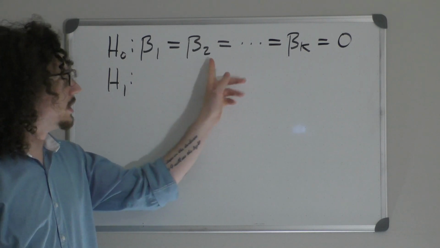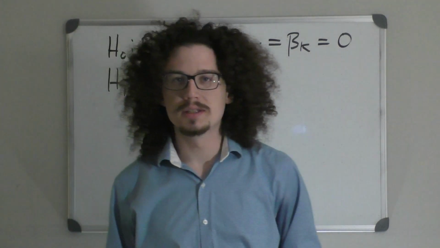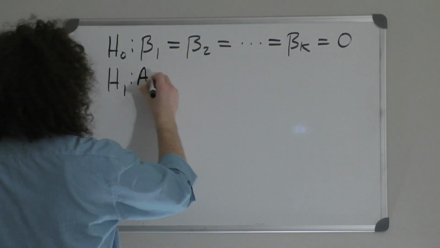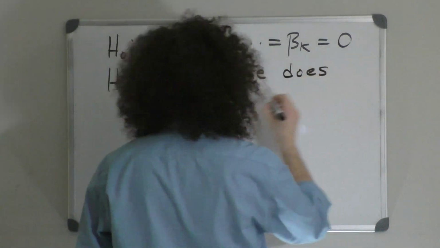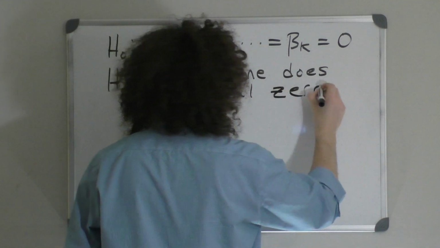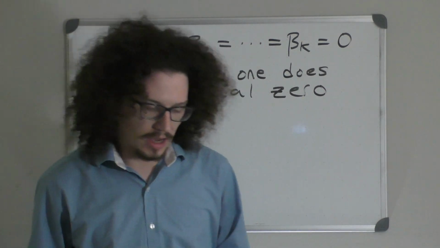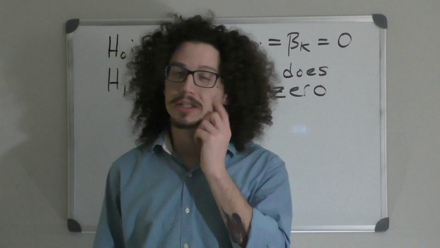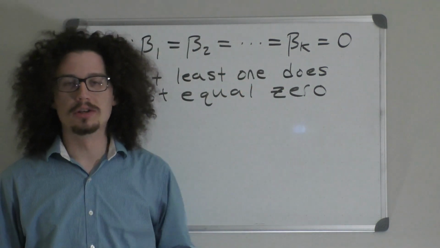Okay, so in a generic form, the null hypothesis will be beta 1 equals beta 2 on to beta k, and they all equal 0. The alternative hypothesis is going to be at least 1 does not equal 0. Now, a couple of things before we move on to the next step. The next step would be specifying your alpha. We're going to skip that and go to the critical value stage. But before we do that, I want us to talk about a couple of things.